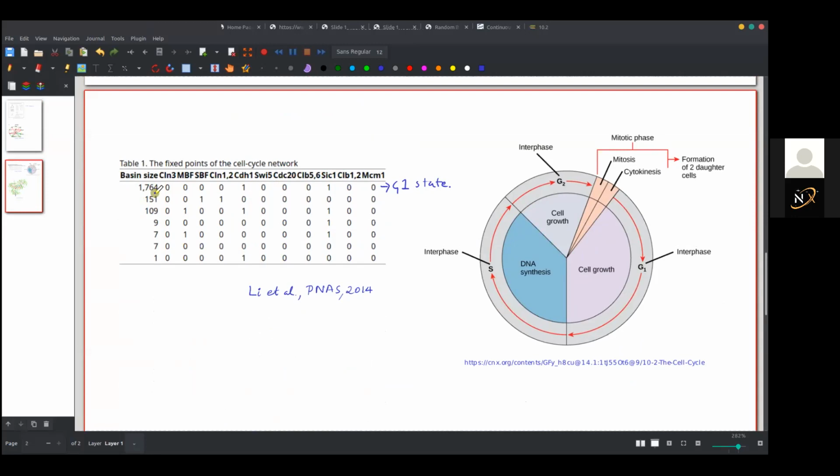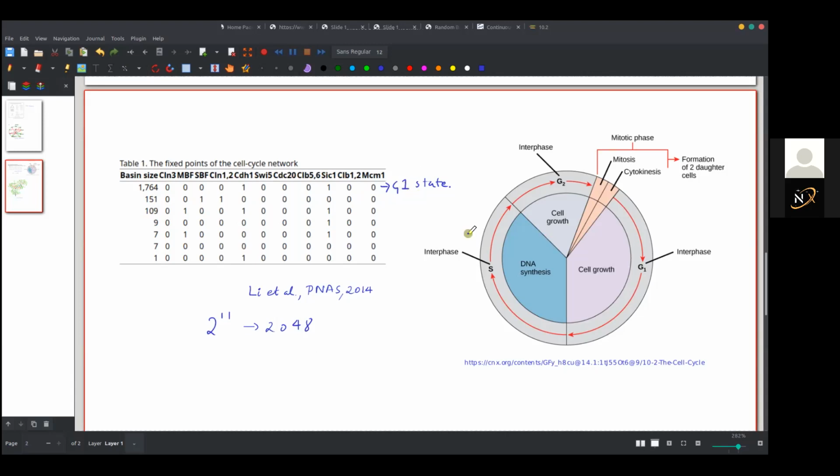And as you can see, 1764 nodes lead to this state. There are some 11 variables, and since it's Boolean, you have 2 to the power 11 states, which is 2048. Here, this adds up to 2048. You can check. So of 2048 states, a majority of states will fall into this basin. And this state corresponds to a state called the G1 state.